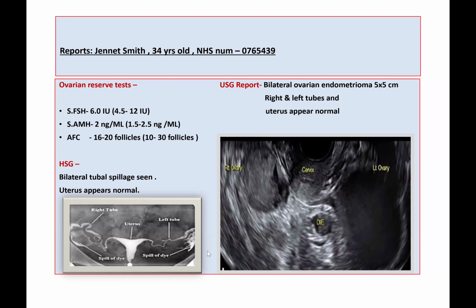Scan report shows that there is a cyst inside the ovary. It is called endometrioma, and the size is big. It is 5 centimeter. Have you heard of endometrioma earlier? No, I don't know. So actually, let me explain to you.